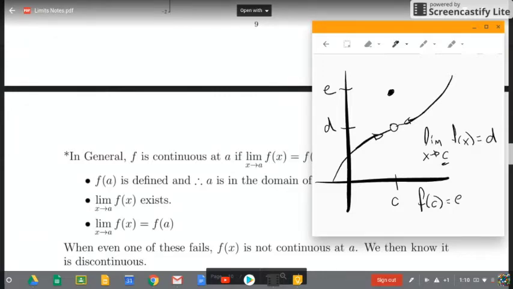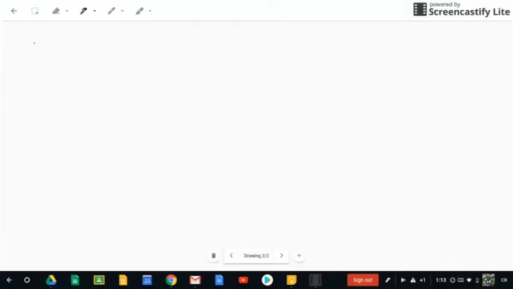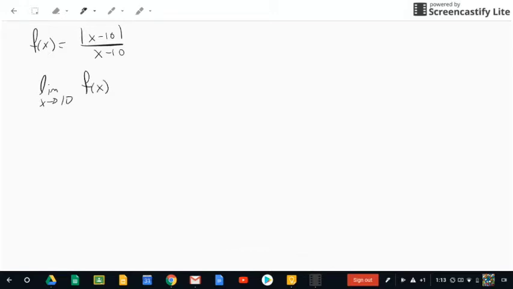Now we're going to take a look at just one more example of all this. So now everybody, we're going to take a look at one last function here. The function I want to take a look at is the absolute value of x minus 10 over x minus 10. And what we're going to do is find the limit as x approaches 10 of f of x right here. Because I'm interested in what's going on here.